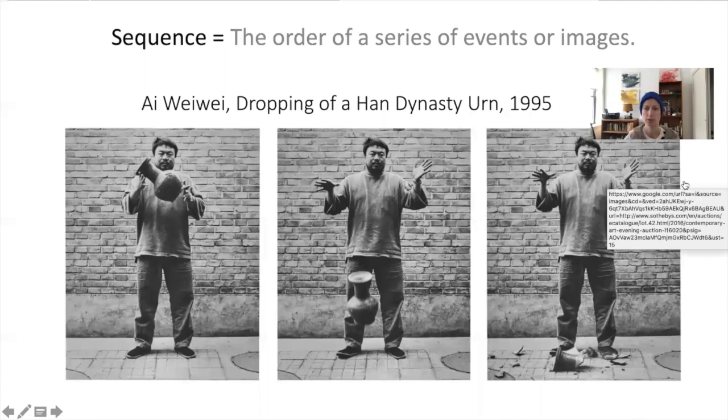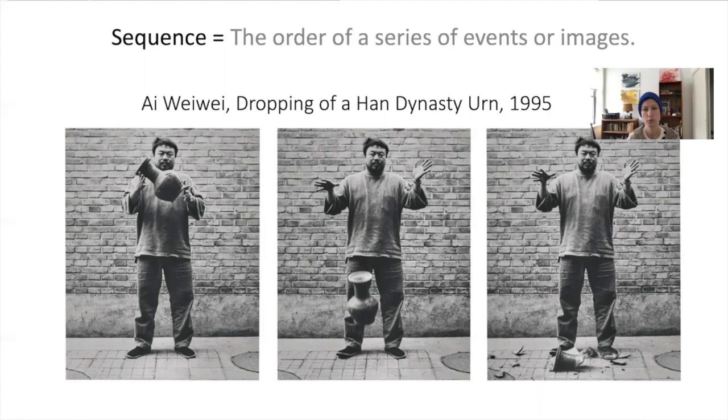Ai Weiwei is a contemporary Chinese artist who is very well known for being a political figure. He's been jailed in China for his art. This is one example of a piece he did in 1995. It's actually a documentation of a performance piece in which he took a very old urn from the Han Dynasty. So it's an ancient Chinese urn, and he dropped it onto the ground to break it into many small pieces, because he knew that by doing so, he would give the piece more value. Believe it or not, this contemporary artist's work sells for more than this ancient Chinese urn would. So he actually made it more valuable by breaking it. But it's also a way of saying, hey, F you to the traditional art establishment.